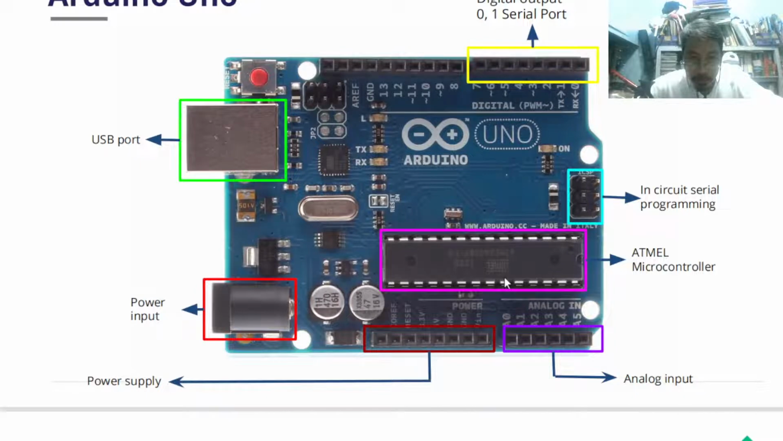microcontroller. So this is the digital output, digital I/O, 0 and 1 serial port, okay, and this is the USB port, power jack, analog. This set, there are 6 analog I/O or input only. We cannot program it to become output, but the digital I/O can be programmed to be either input or output. You can program it using the software. Okay.